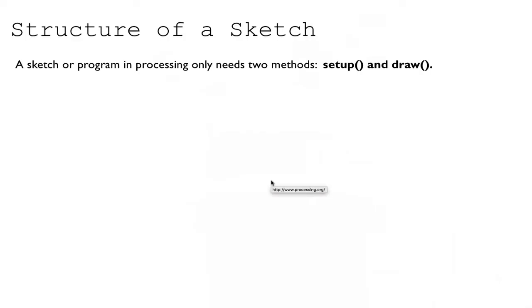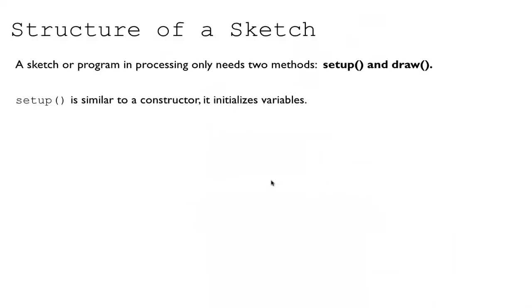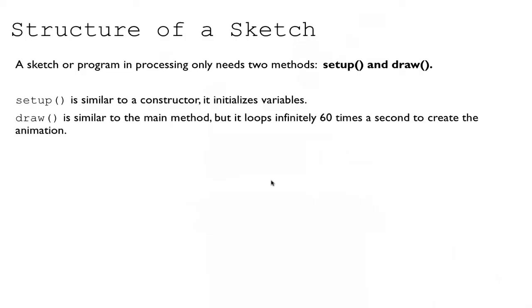A program is actually very simple in Processing. You only need two methods to make a program work: a setup method and a draw method. The setup method is similar to a constructor. It allows you to initialize your variables. And the draw method is like the main method, but it loops infinitely, 60 times a second, to create animation.